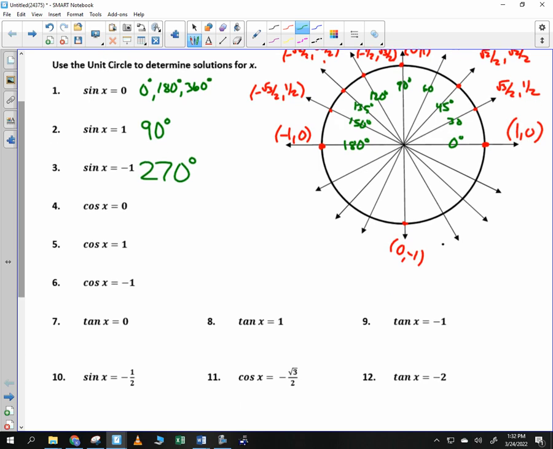So now we move to cosine. If I move into cosine, am I looking at the x value or the y value? X value. When's the x value 0? Good. 90 and 270. So that one had 2 solutions. Cosine equal to 1. So when is the x value 1? 0 and 360. Good. 2 solutions there.